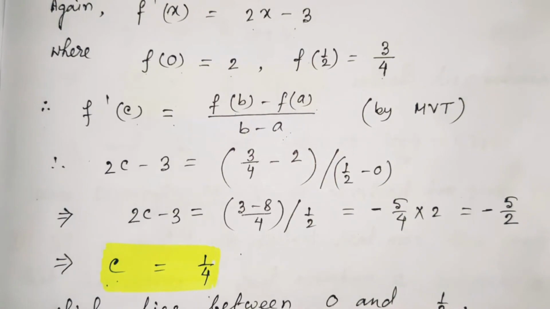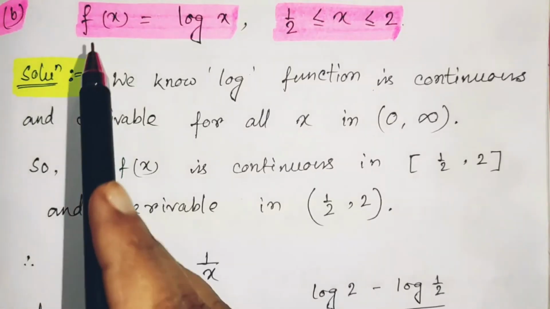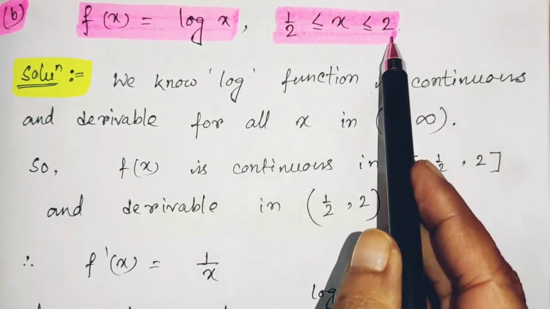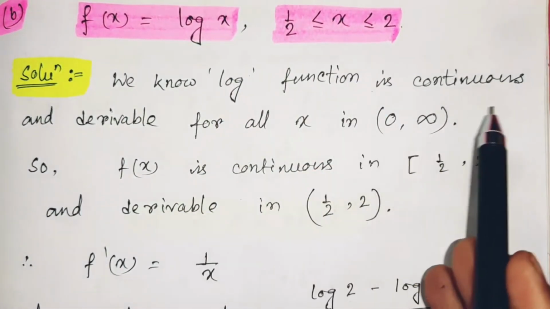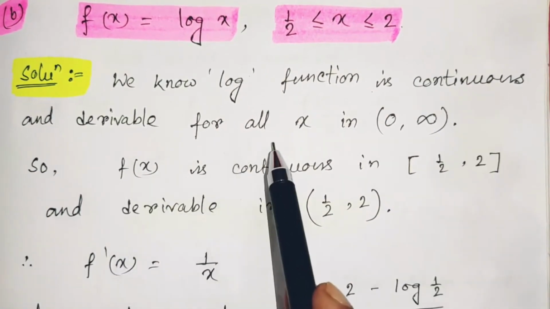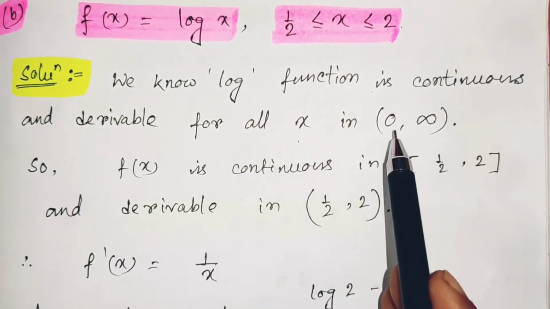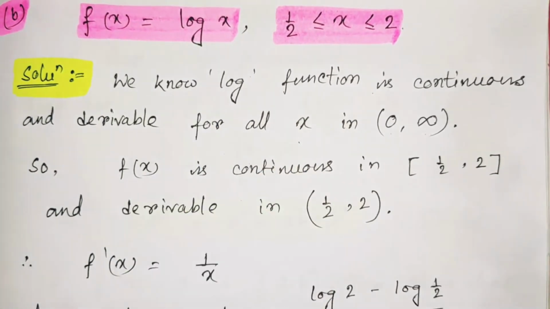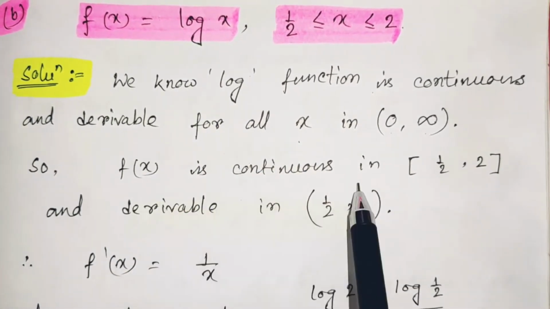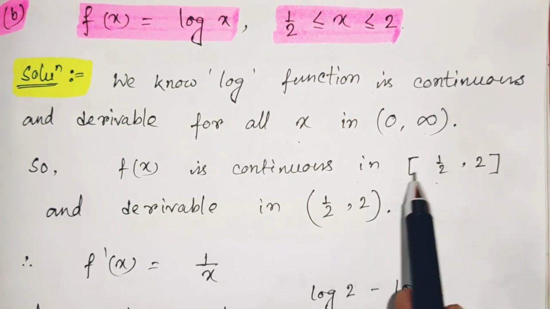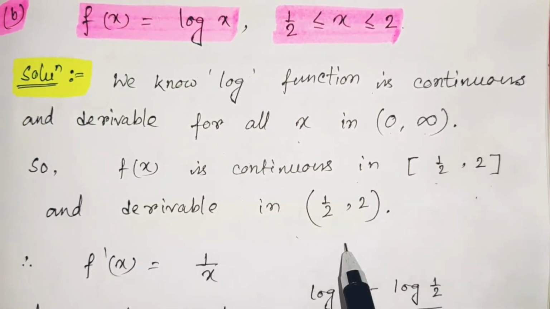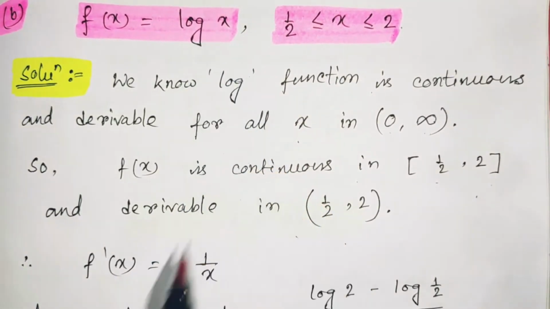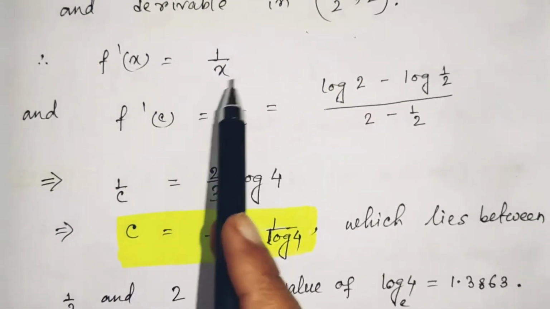Let us do one more example. The function is f(x) equals log x, and now the limit is 1/2 to 2. The log function is again continuous and differentiable for all x within the range 0 to infinity. So f(x) is continuous within the given closed interval, and differentiable within the open interval, and its derivative, we know, is 1 upon x. So its derivative value is known.